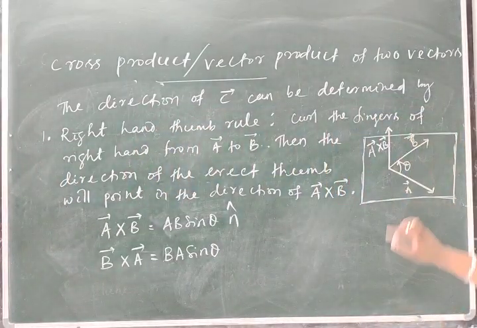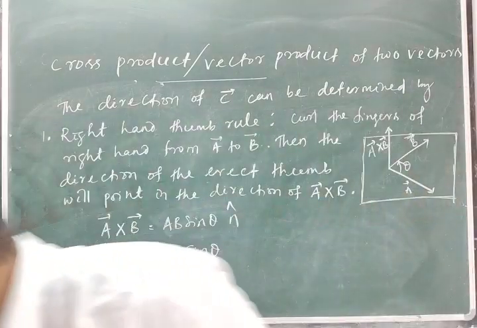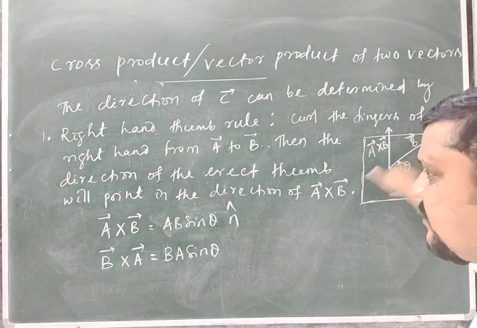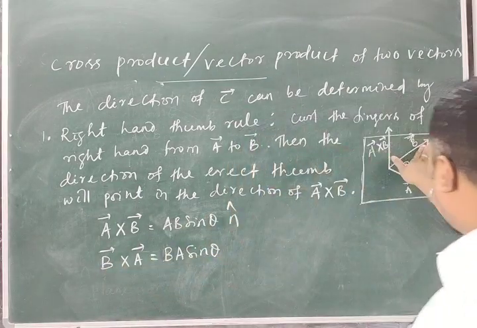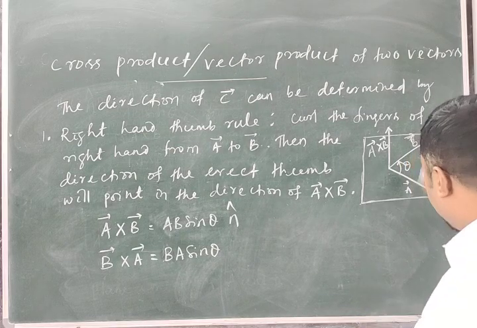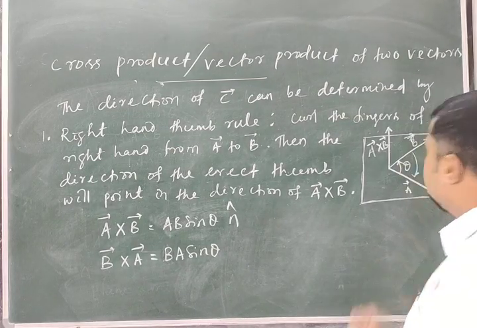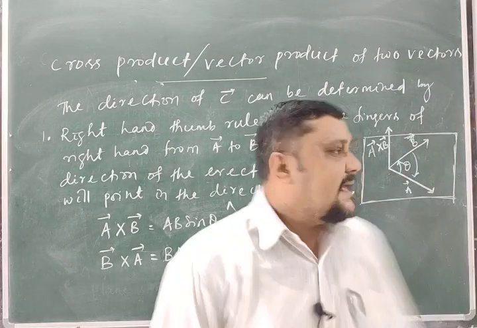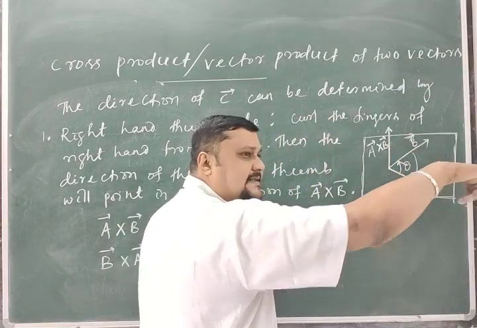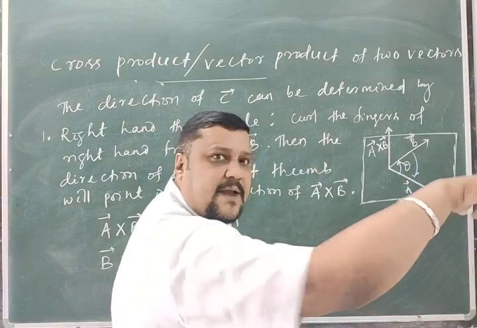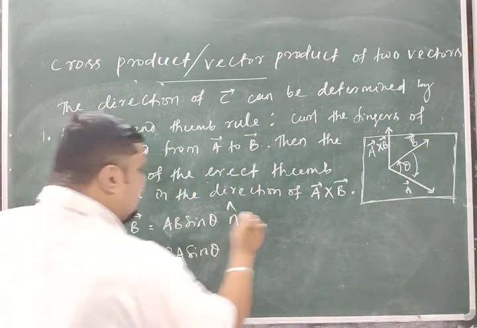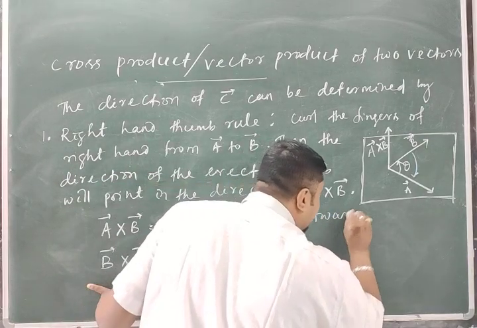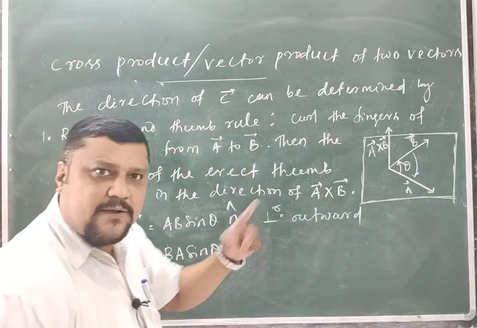So in the same figure, if I do B cross A, B cross A means you curl the fingers from B to A because B is first. So B to A means you have to move in the clockwise direction. So curl the fingers in the clockwise direction like this, B to A. This is the direction of the thumb. The thumb is perpendicular inward.